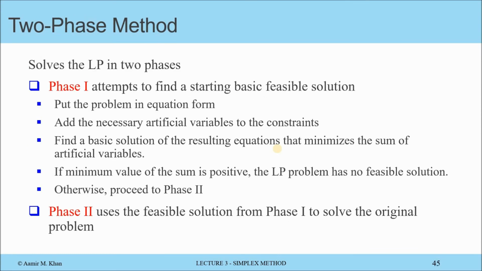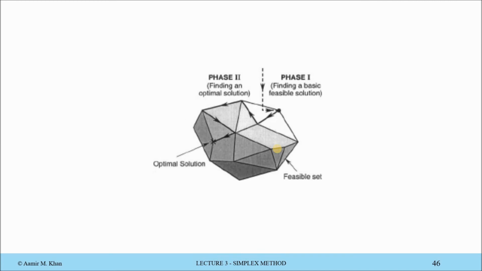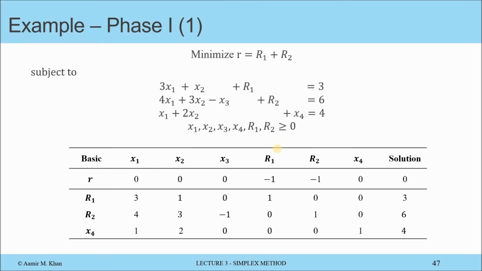Now in this method you have two steps or two phases. Okay, in phase 1 we attempt to find the starting basic feasible solution, and we put the problem in equation form and add the necessary artificial variables to the constraints, and then we find the basic solution of the resulting equation that will minimize the sum of the artificial variables. Okay, so let me show you an example and then we come back to this. So I will discuss this diagram also. So here it is, the same problem you have done now.